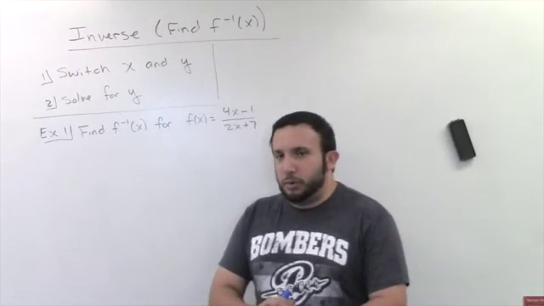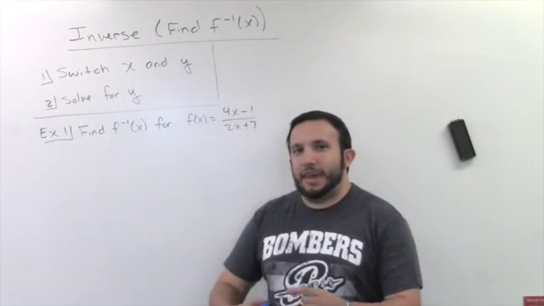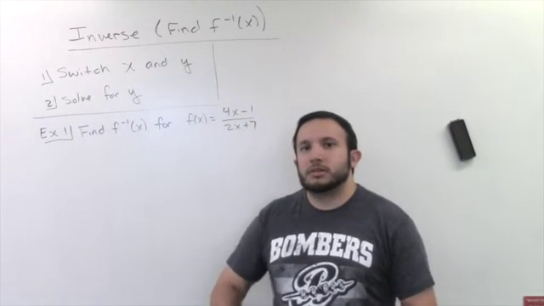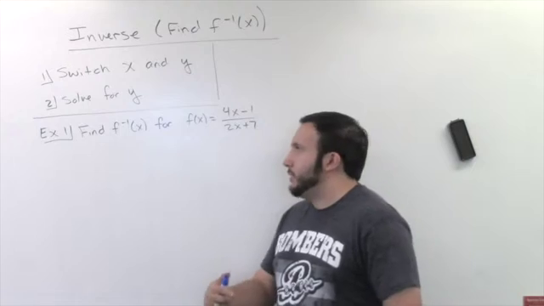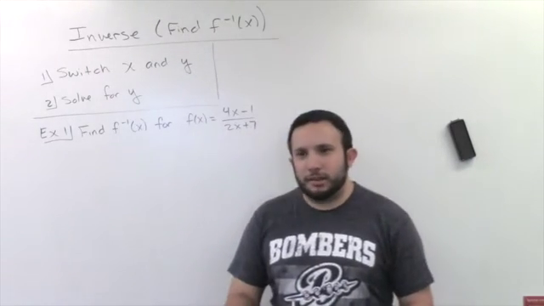In the previous video we showed that a function was one-to-one. And now that we know that a function is one-to-one, we know that it has an inverse. And now that we know that it has an inverse, let's go ahead and find that inverse. So let's talk about how to find inverses.